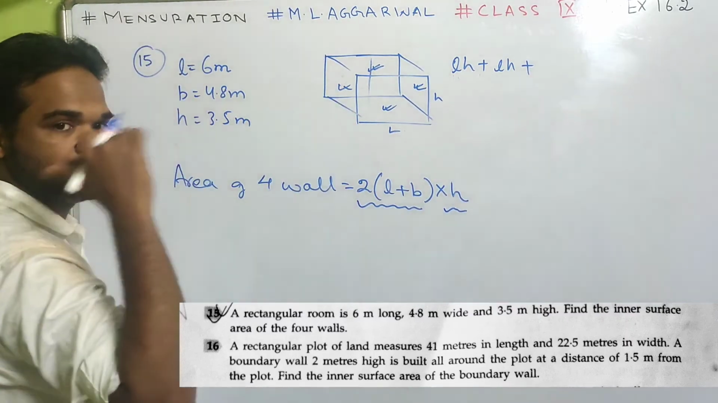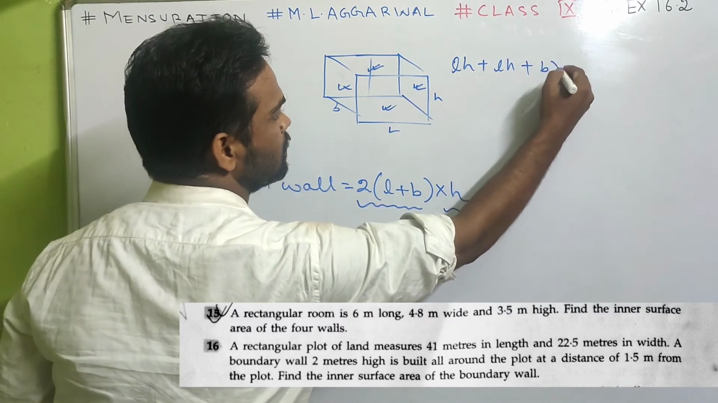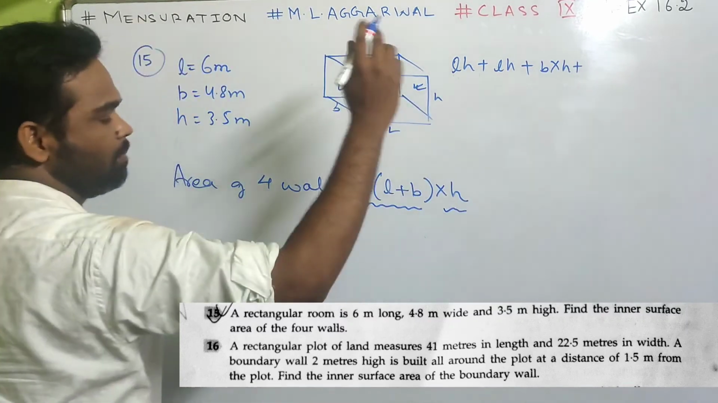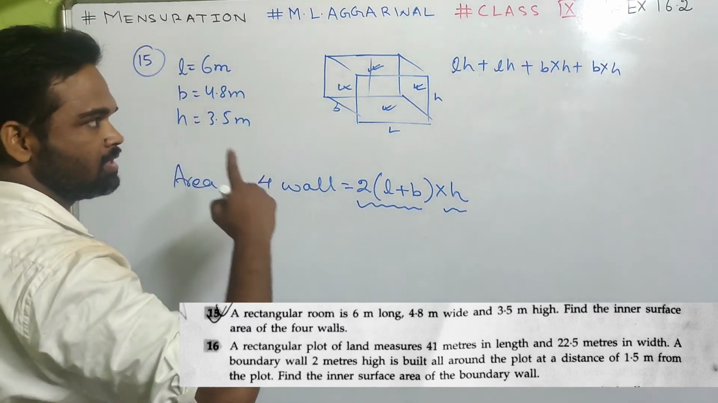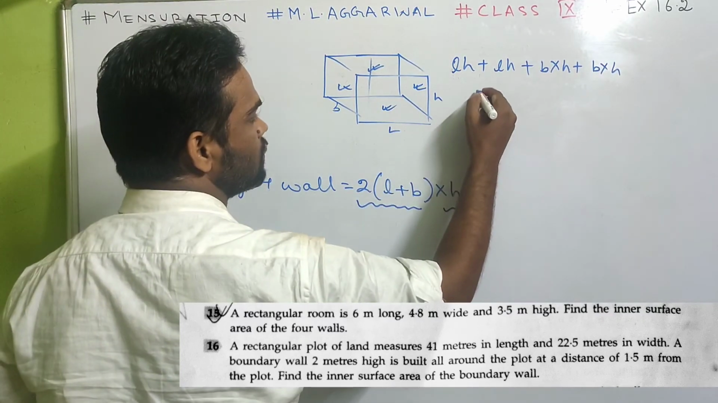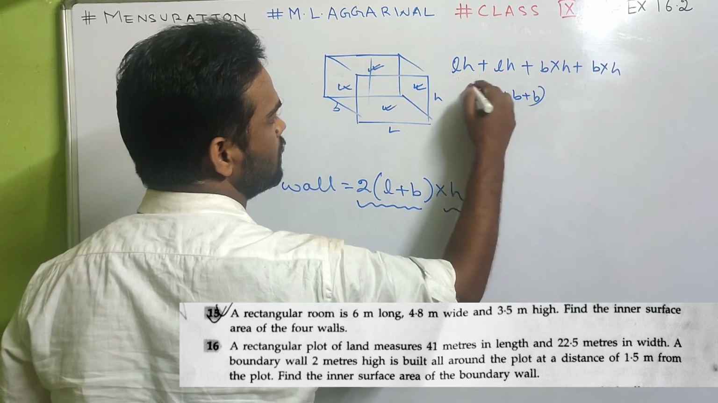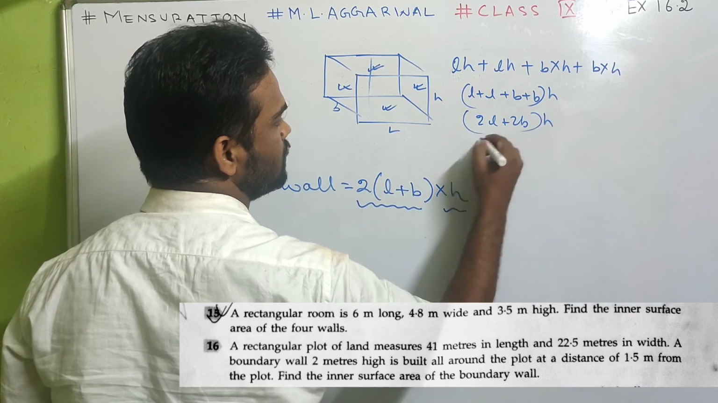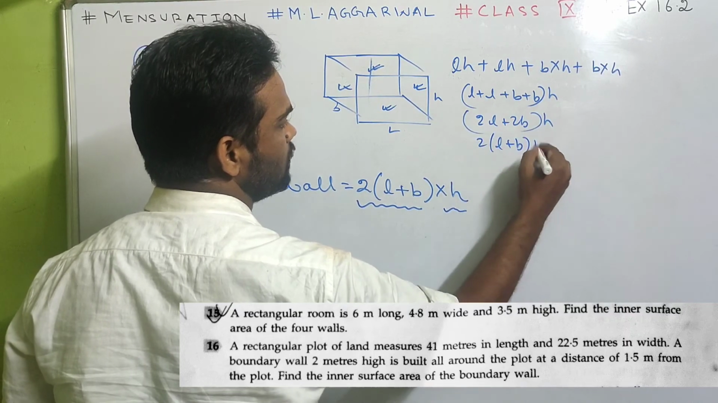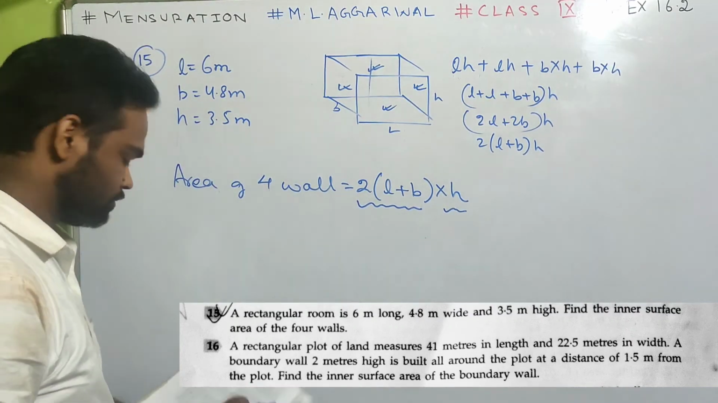For this face, this one, this is B into H, plus this is again B into H. Yes or no? See, H is common. So this will be (L plus L plus B plus B) into H. That's twice L plus twice B into H, 2 taken common. Done. That's the area of the four walls of a room.